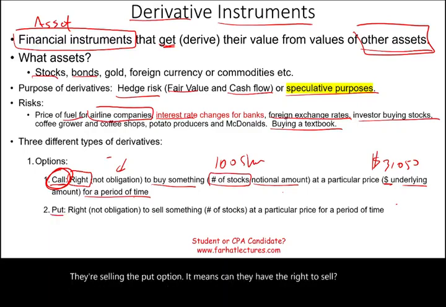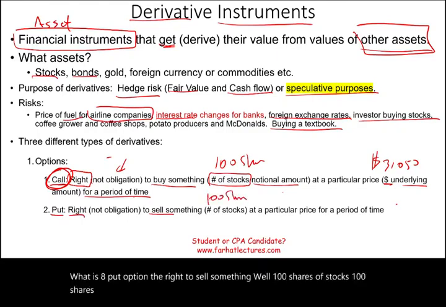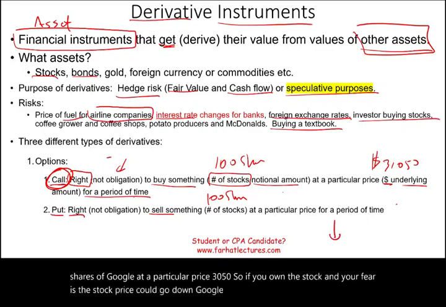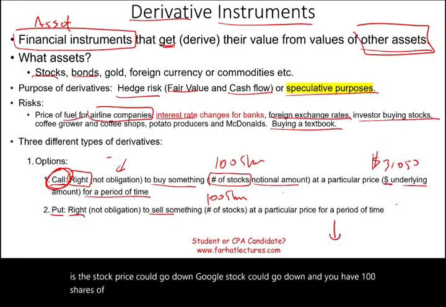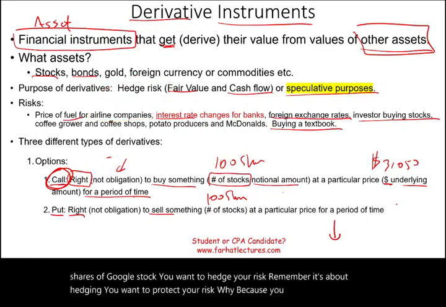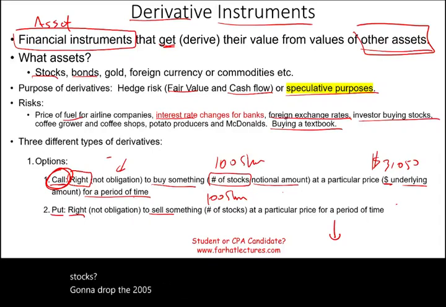What is a put option? The right to sell something, well, 100 shares of Google stock at a particular price, $3,050. So if you own the stock and your fear is the stock price could go down, you want to hedge your risk. Remember, it's about hedging. You want to protect your risk. Why? Because you think the stock is going to drop to 2,500. What you do is you buy an option giving you the right to sell the stock at 3,050.